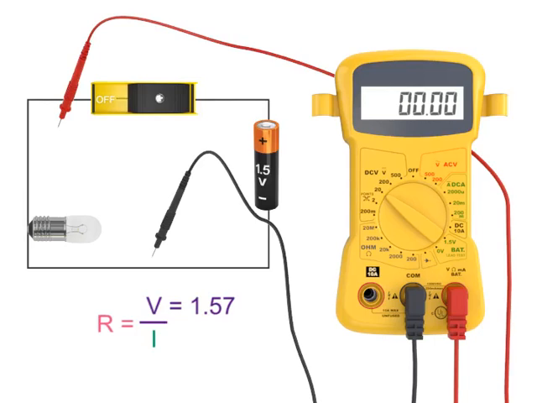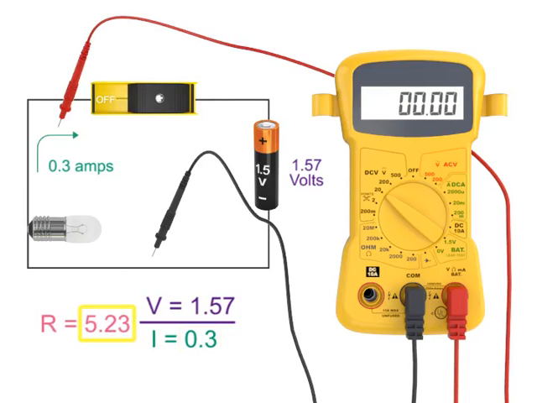Now let's determine the resistance of the bulb in the circuit using the Ohm's equations. If the current in the circuit is 0.3 amps and the voltage across the battery is 1.57, then the resistance of the light bulb would be 1.57 divided by 0.3, or 5.23 ohms.